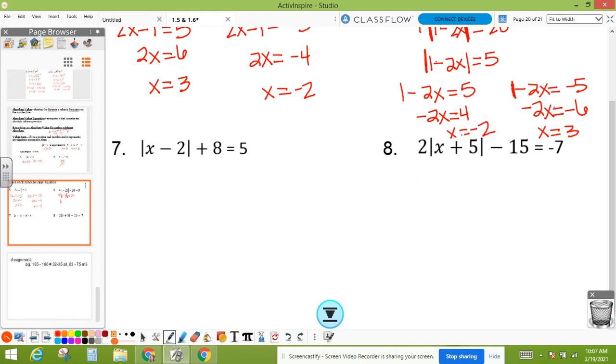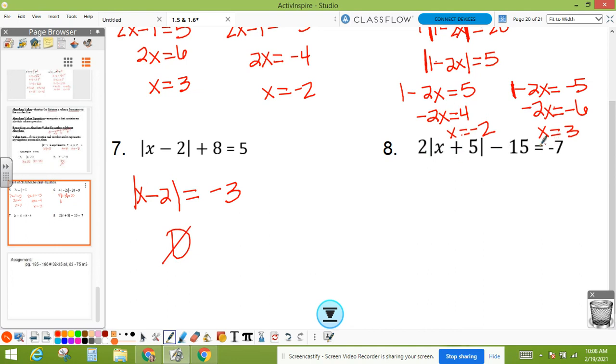All right, so on to the next one. If we subtract 8, because we want absolute value by itself, then we end up with negative 3. So this is your cue to stop and think. Absolute value equals negative 3. The difference between these numbers, the distance between these numbers is negative 3. That cannot happen. So it's no solution.